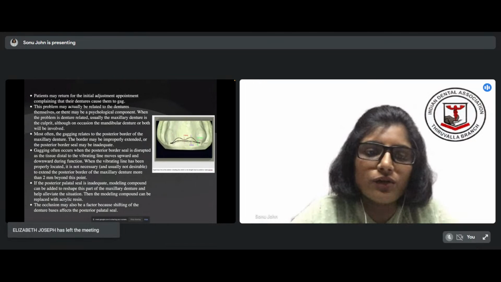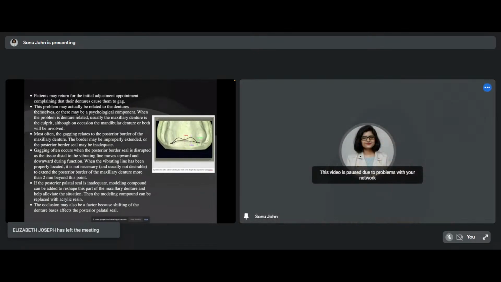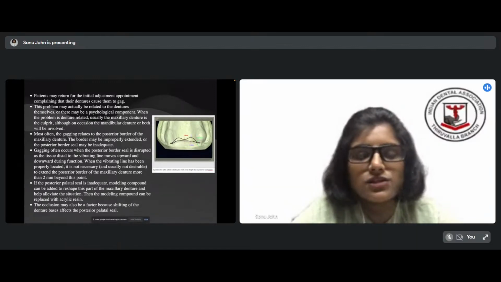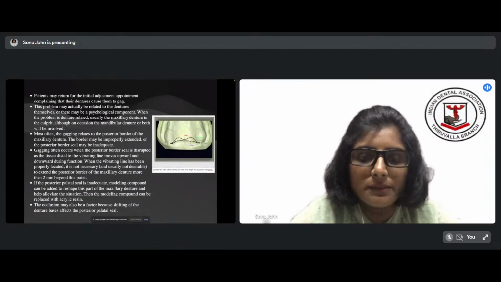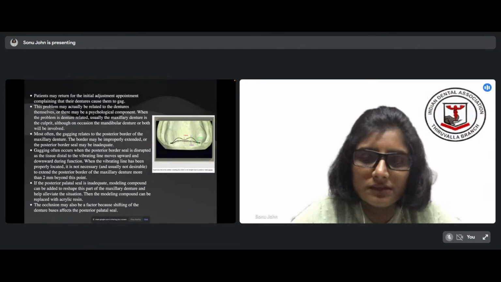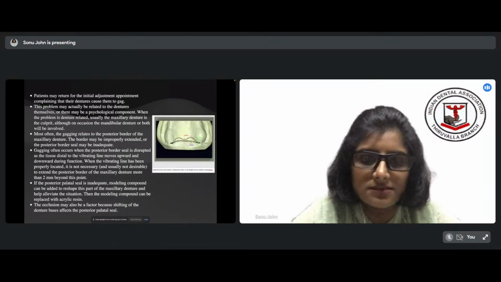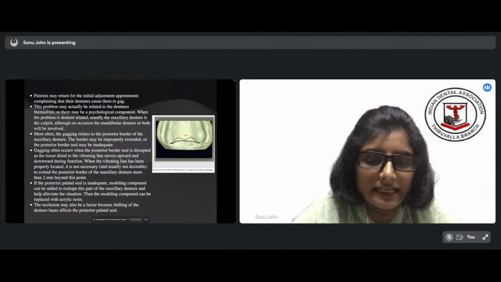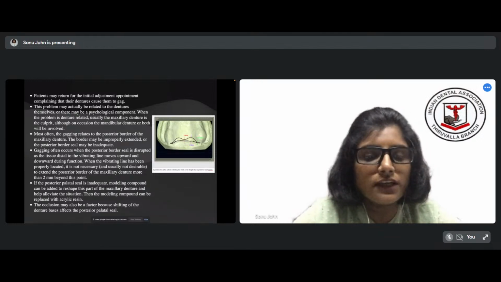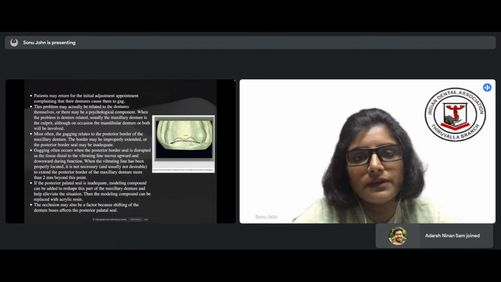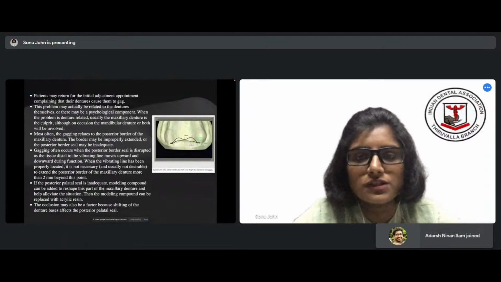Gagging often occurs when the posterior border seal is disrupted, as the tissue distal to the vibrating line moves upward and downward during function. When the vibrating line has been properly located, it is not necessary to extend the posterior border of the maxillary denture 2 millimeters beyond this point. If the PPS is inadequate, you take modeling compound, add it to the posterior part of the denture, and reshape the PPS area of the maxillary denture to alleviate the situation. The modeling compound area can then be replaced with acrylic resin. Occlusion may also be a factor, because shifting of the denture bases affects your posterior palatal seal area. So if your patient comes back complaining of gagging, and it is because of a maxillary denture, always anticipate that it is an issue with your posterior palatal seal area.